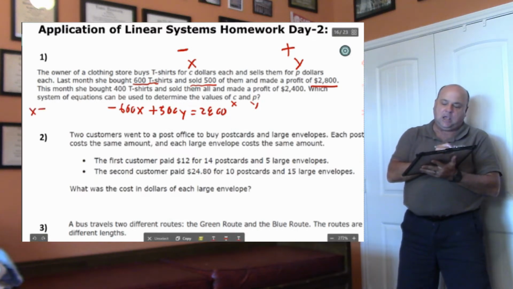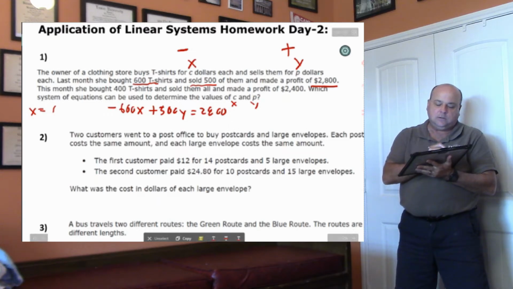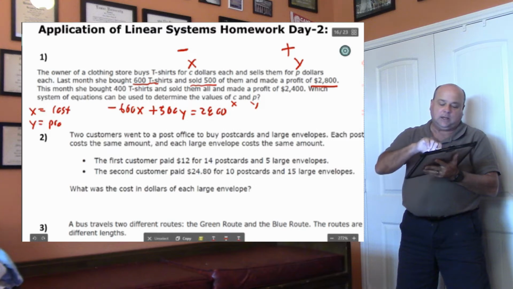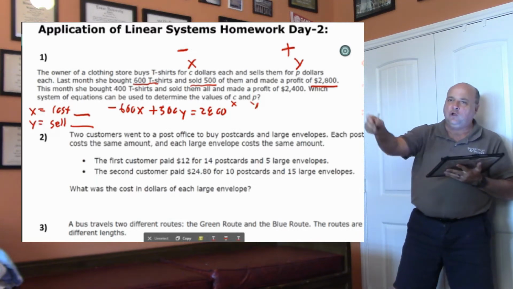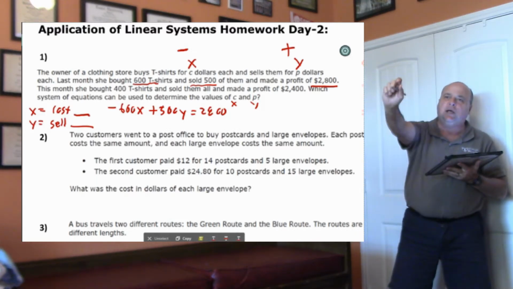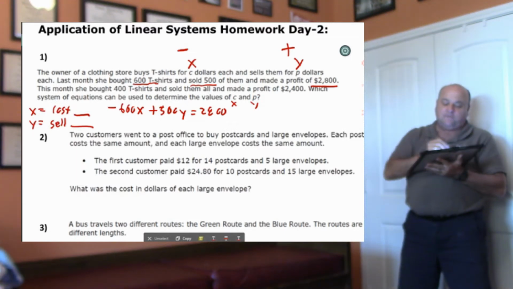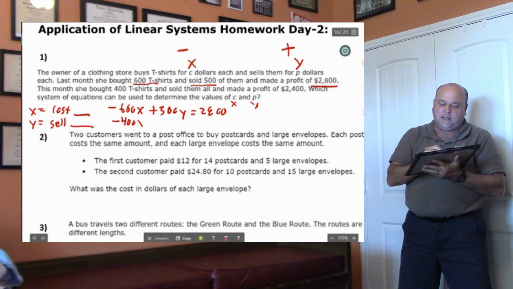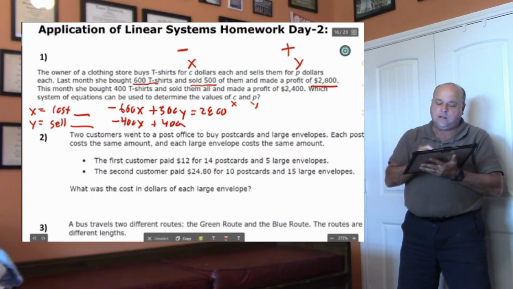So X is going to equal the cost, and Y is going to equal the profit, or selling, okay? That's going to be the sell cost. So that's going to be our two answers. Whenever you buy them, you're spending money. Whenever you sell them, if you make a profit, you're going to have a positive number. Then she bought 400 shirts, so that's going to be 400X. She sold all of them plus 400Y, and she made a profit of $2,400.